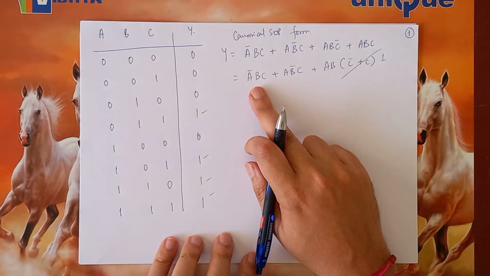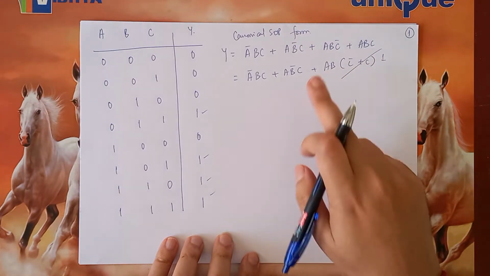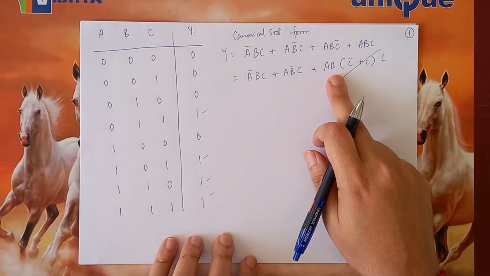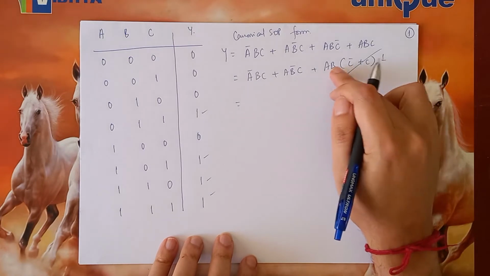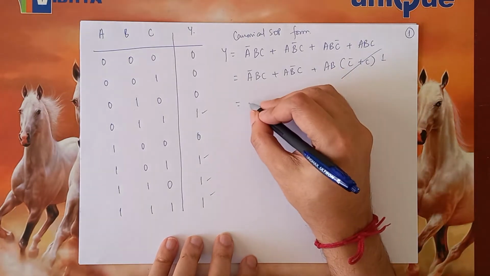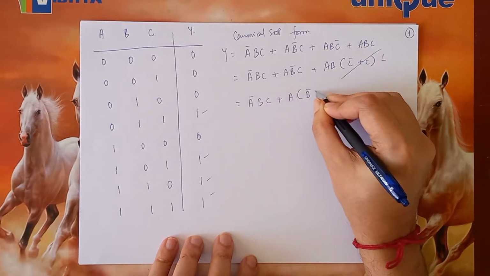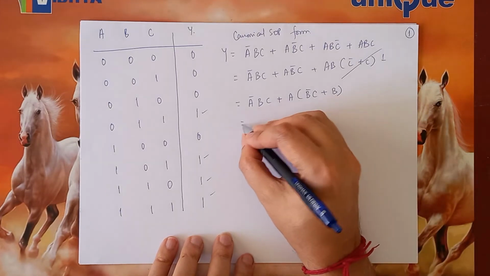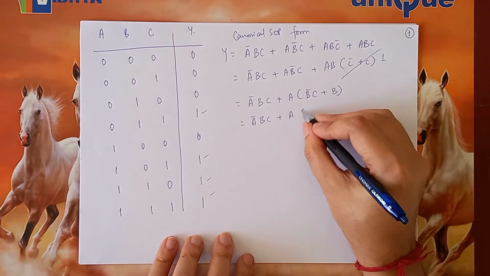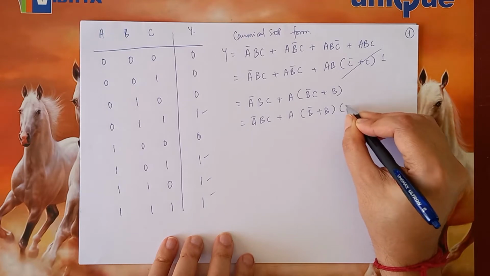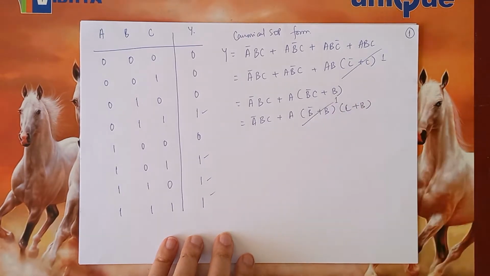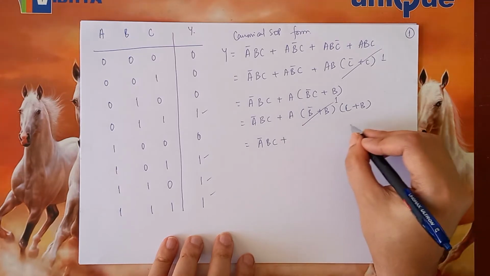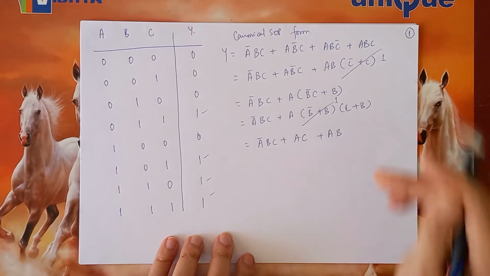So what we are left behind with is A bar BC plus A B bar C plus AB. Can we take something common out of these two? Yes, we can. We can take the A term common. And inside this bracket, we can use the reverse distributive property where we can split them into two brackets, B bar plus B and C plus B. So B bar plus B again becomes 1. So what we essentially have is A bar BC plus AC plus AB, if you expand this.